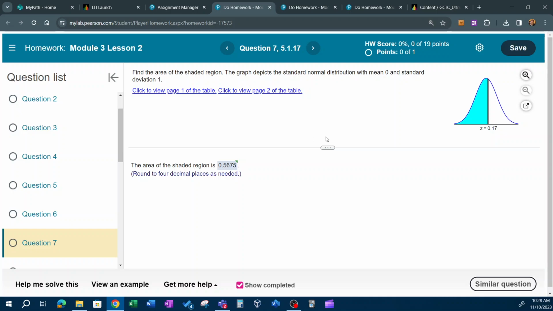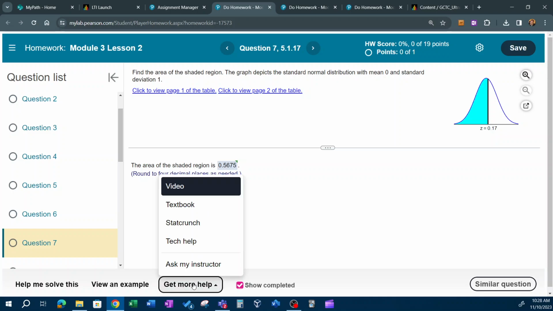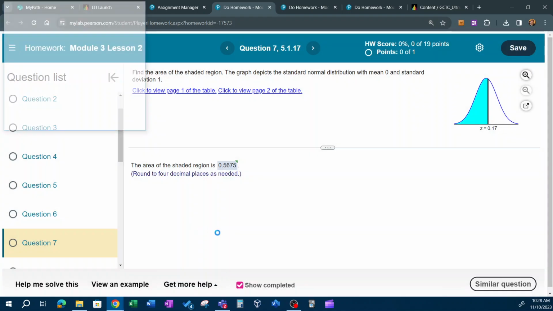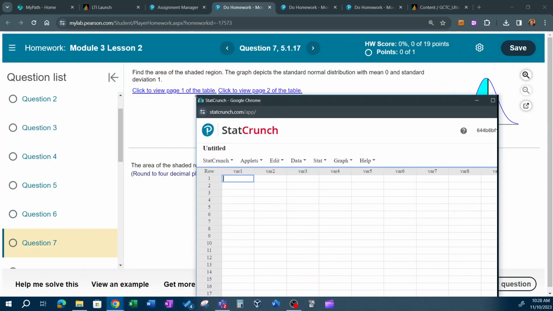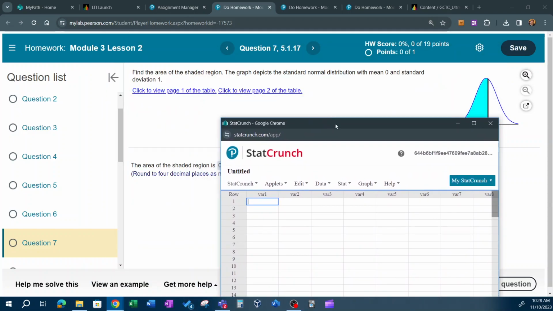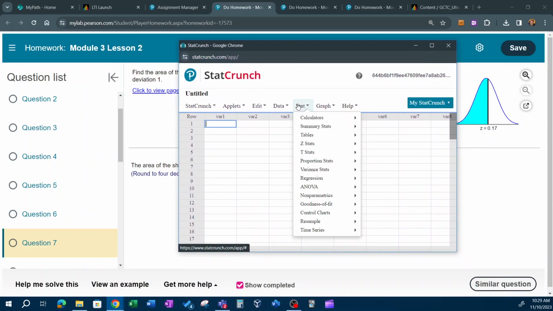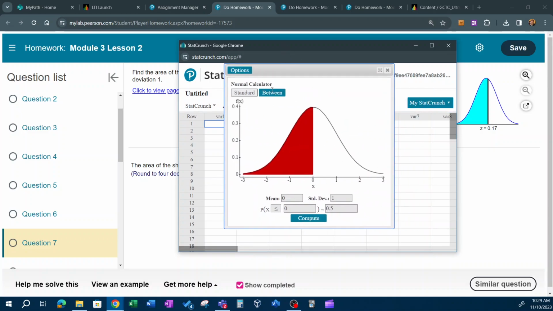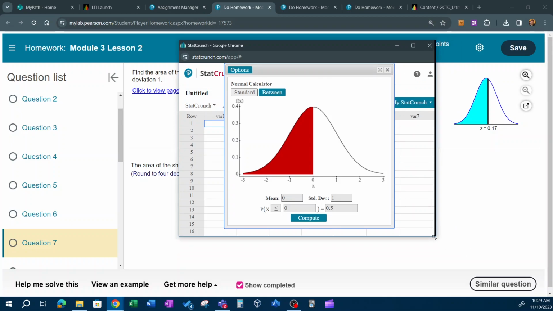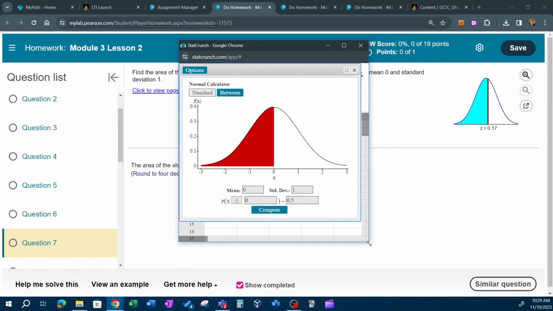So what you should use is StatCrunch, all right? So click down here, open up StatCrunch. All right, so you got StatCrunch open. And use Stat Calculator Normal right there. Stat Calculator's Normal. And this is the tool you're going to use to answer all of these questions, okay? All right, so let's look at this.